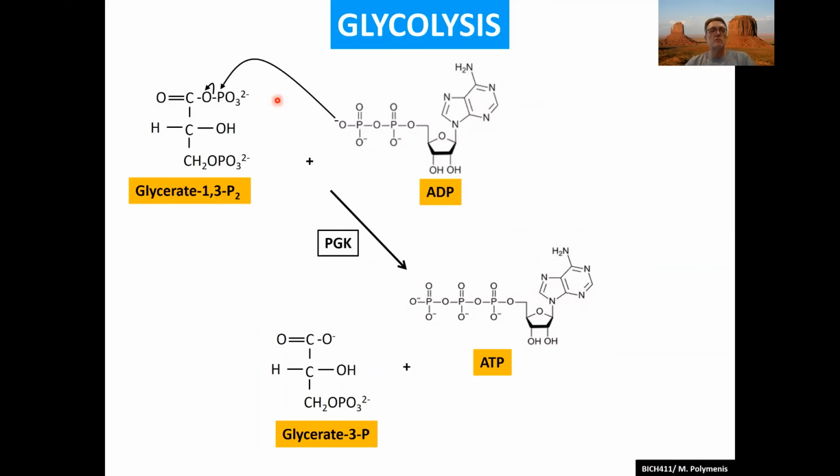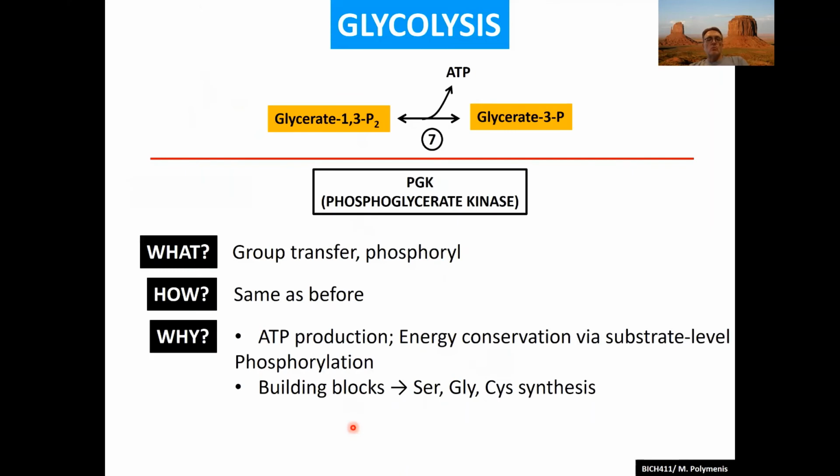Let me move myself again. In this scheme, ADP will pick up this phosphate, become ATP, and what you get in the end is glycerate 3-phosphate. So what do we achieve? What's this reaction? It's a group transfer, phosphoryl transfer reaction. We've seen them before, so we're not going to do this again, as we discussed previously.